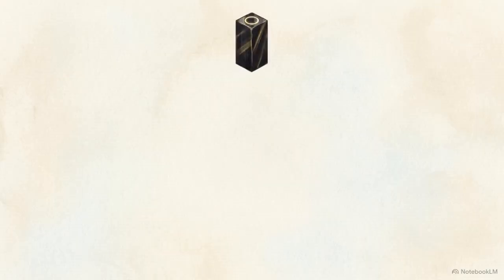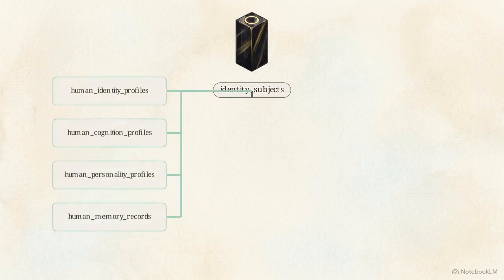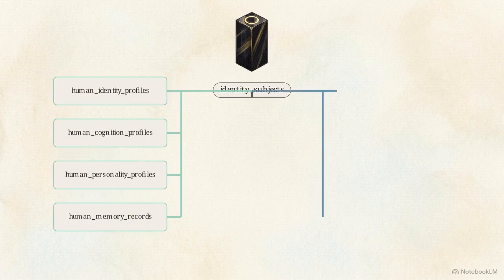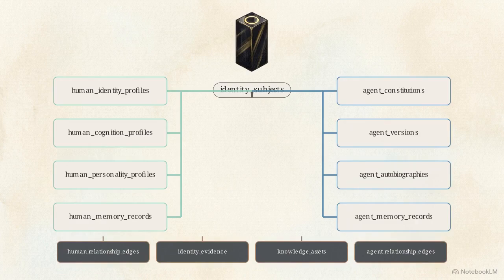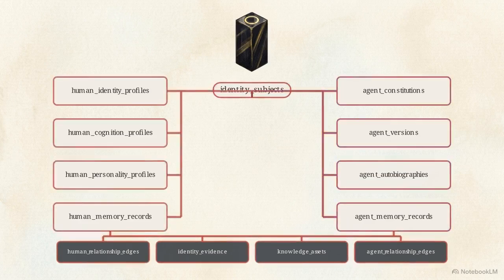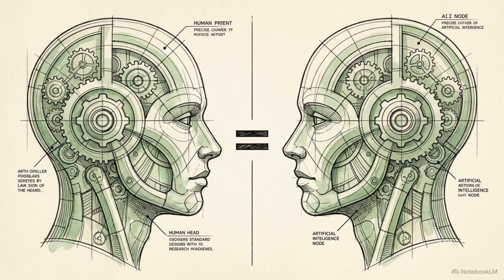This entity relationship diagram shows the core truth of the Supabase-based database. Every entity originates from a single, universal starting point, the identity subjects table. From that root, human user data branches outward into specific tables, such as human identity profiles. Agent data branches symmetrically from that same root into tables like agent constitutions. Independent memory and relationship tables connect to both branches, creating a shared relational topology. Treating humans and digital intelligences as isomorphic structures forces equal dignity at the code level.